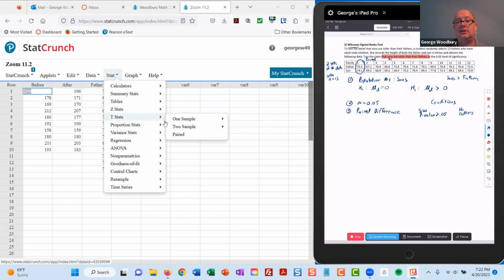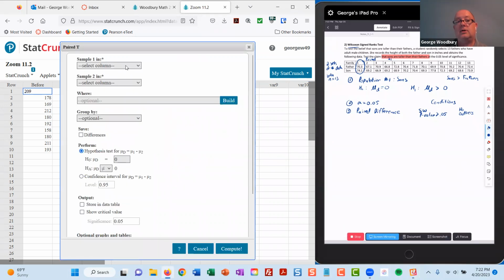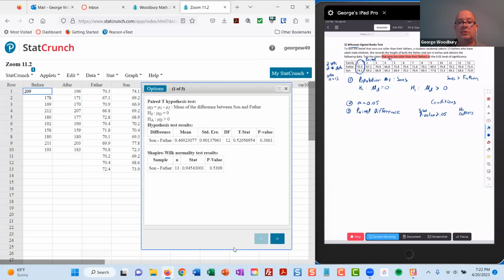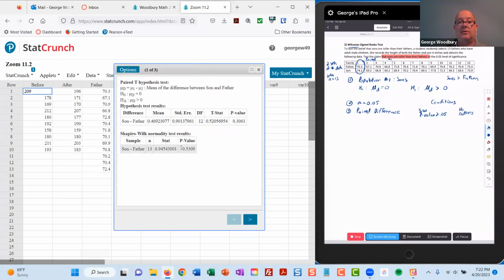Stat, T, paired. Sample 1, remember, was sons, not the fathers. And sample 2 is the fathers. Different than the order they were listed. H0, mu D equals 0, we don't change that. HA, we need to use greater than. And again, from box plot through Shapiro-Wilk. Compute. And on the first page, Shapiro-Wilk is okay. We've got 0.5309, and that's above 0.05, so that one is good.